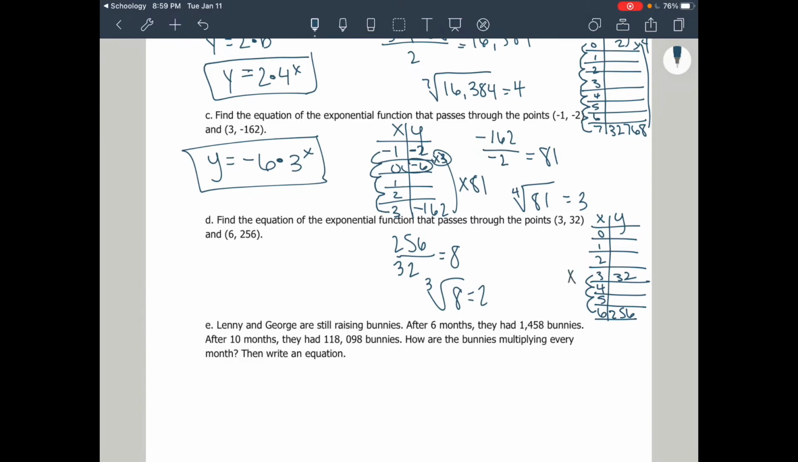So that means we're multiplying by 2 to get to the next number. So to go backwards to get to 0, I'm going to divide by 2 each time. So 32 divided by 2 is 16. 16 divided by 2 is 8. And 8 divided by 2 is 4. I know I'm kind of blasting through this, but this is something you can just pop into the calculator, dividing by 2. So then I've got my multiplier and my 0th term, and I'm just going to write in my equation. Y equals 4 times 2 to the x.